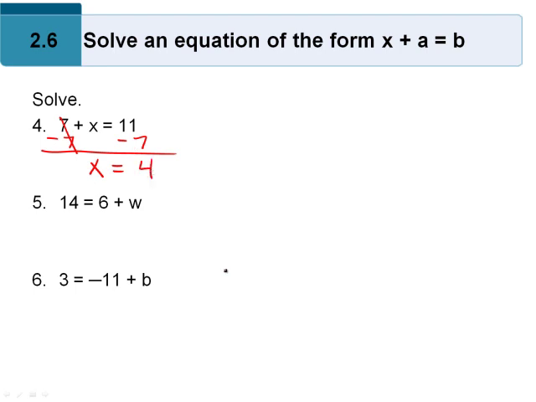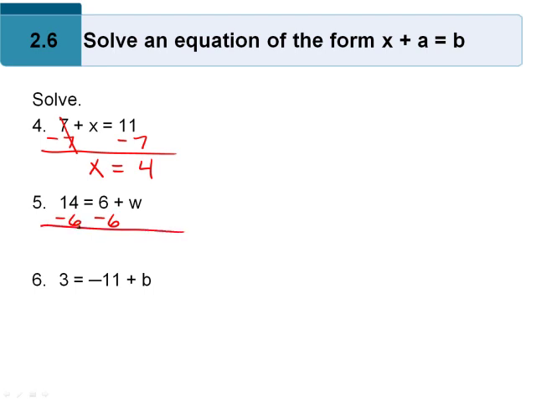Okay? And now look at number 5. 14 equals 6 plus w. So we need to look up where the w is, okay? And now we want to get rid of that 6. It's a positive 6, so I have to subtract 6 from both sides.